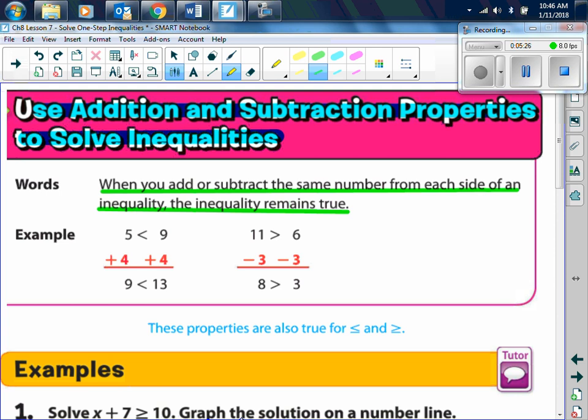Okay? So here we have 5 is less than 9. If I add 4 on both sides, that's the addition property of equality. If I add 4 on both sides, we'll end up with 9 is less than 13. 9 is less than 13. That's still going to be a true statement. Is everybody clear with that? All right. Same thing with 11 is greater than 6. That's true. If I subtract 3 on both sides, my new inequality will say 8 is greater than 3. That is still a true statement.